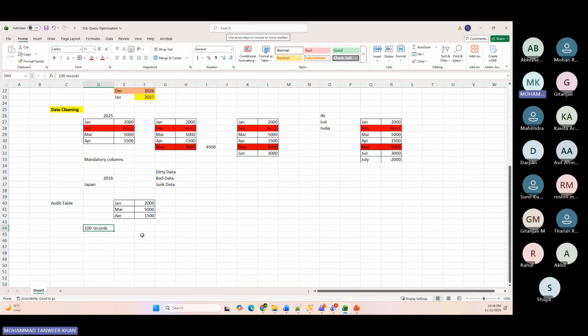Out of 100 records, suppose only 80 records are loaded in my stage table. What happened to those 20 records? How will I come to know? I will understand that 20 records are rejected, but how will I come to know the reason that these 20 records have been rejected?